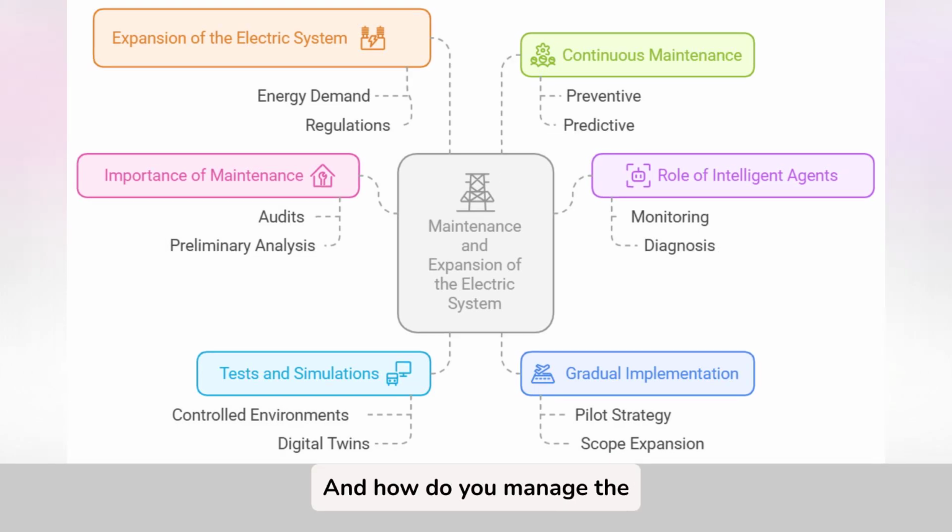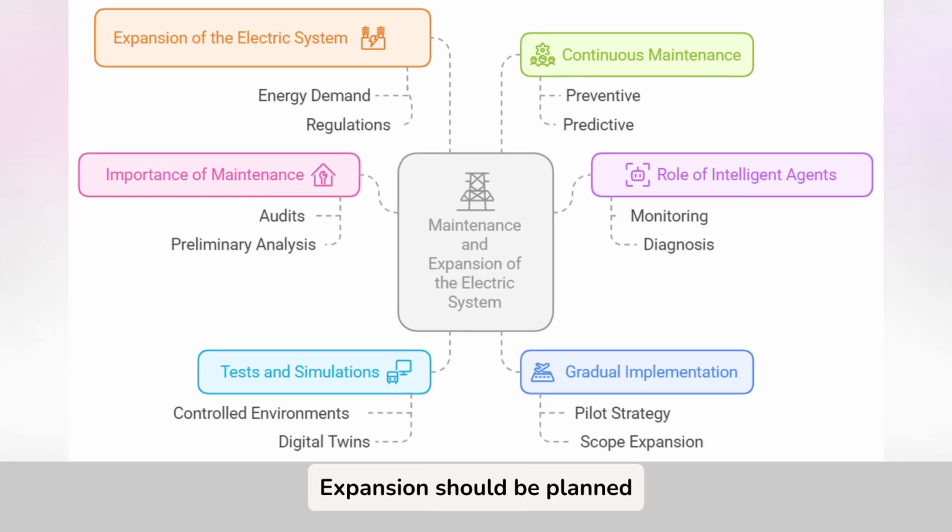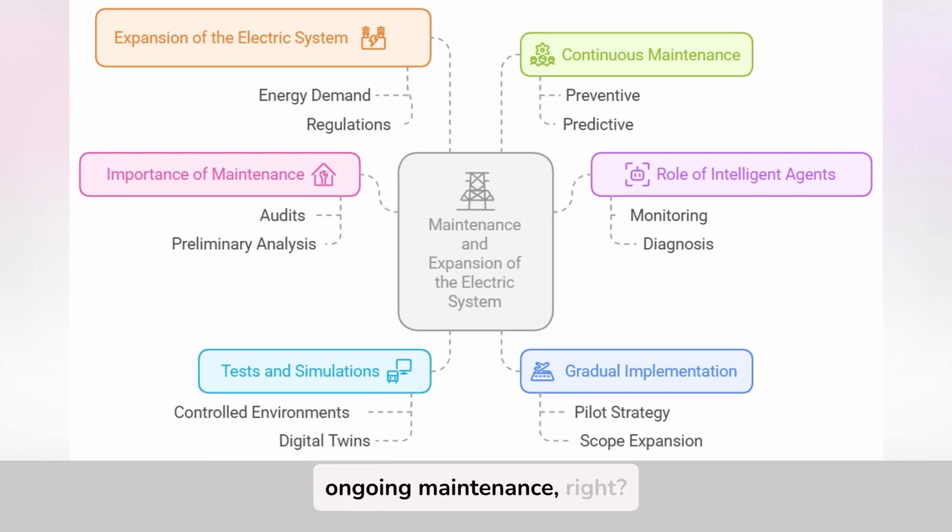And how do you manage the expansion of an entire power system? Expansion should be planned, considering energy demand and complying with regulations. For example, before installing new transformers, the location can be evaluated to minimize losses. In addition, technologies such as real-time sensors and predictive analytics can be integrated to keep the system operating efficiently. That also includes ongoing maintenance, right?